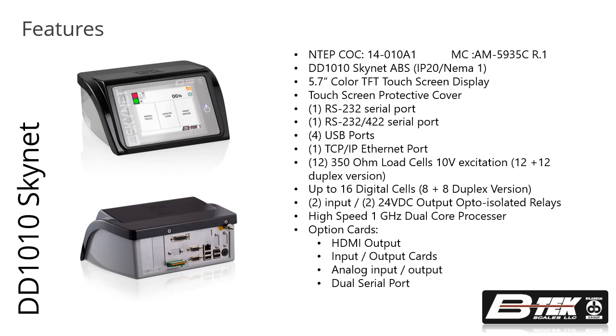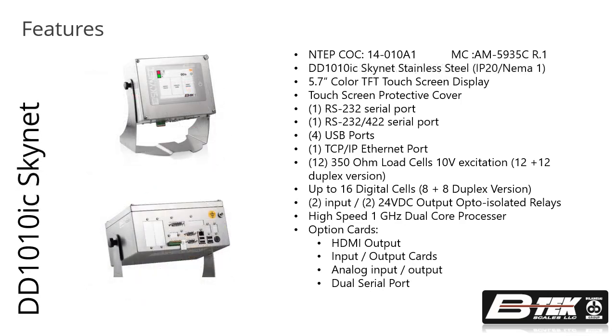The Skynet has an FTP server to transfer files and a VNC server for remote access when configuring on your computer. The DD1010 IC Skynet has the same features as the ABS Skynet, but comes in a stainless steel enclosure with desktop bracket. As an option, the wall mount bracket can be purchased. Due to the connectors being exposed, the sealing rating is IP20 NEMA 1 for indoor use.